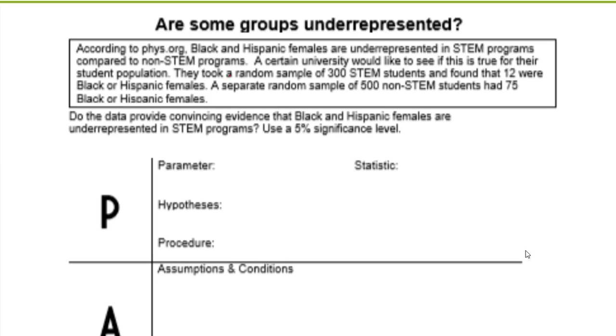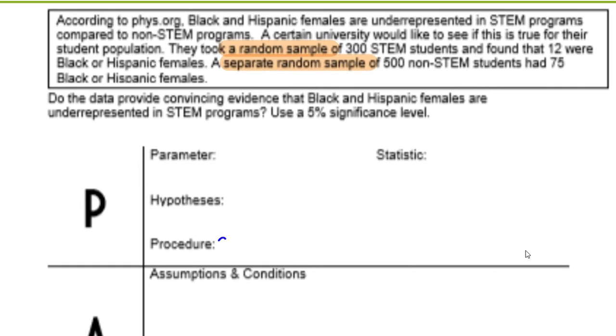Because they have a random sample and then a separate random sample, that is going to make our procedure name a 2 sample. See if I can write better for you guys. A 2 sample. And then we're comparing representation.